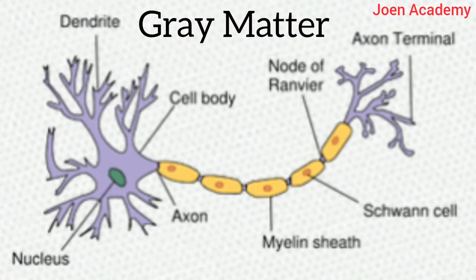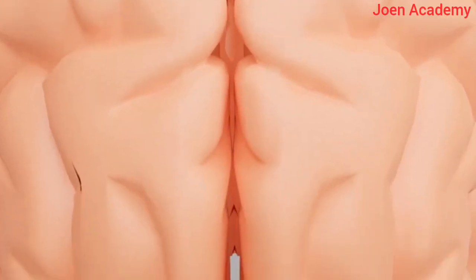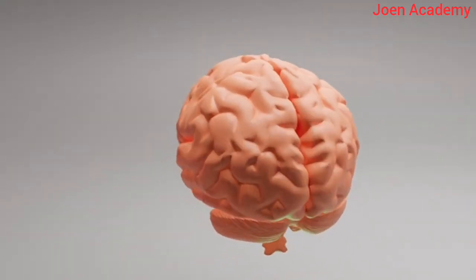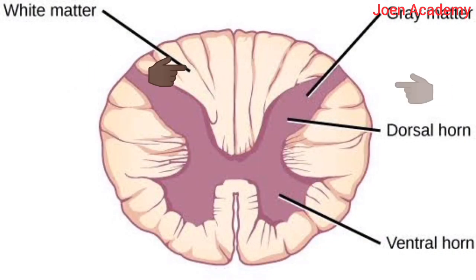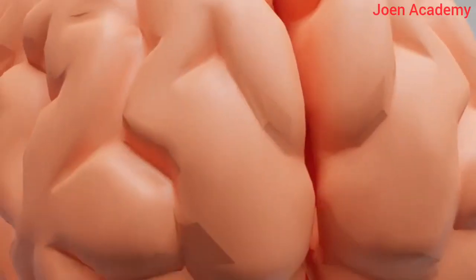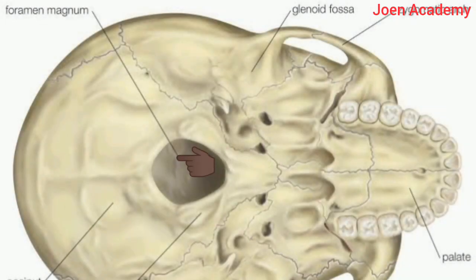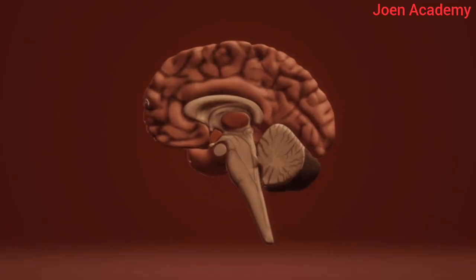The gray matter is formed by the cell bodies of the neurons as well as the proximal part of the neurons, whereas the white matter is formed by the remaining parts of the neurons. So in the brain, the gray matter lies in the outermost part of the brain, whereas the white matter lies in the innermost part of the brain. But in the spinal cord, the white matter lies in the outermost part of the spinal cord, whereas the gray matter lies in the innermost part of the spinal cord. It is important to note that the brain is located in the skull, and it continues as the spinal cord, passing through the foramen magnum, passing through where? The vertebral column.